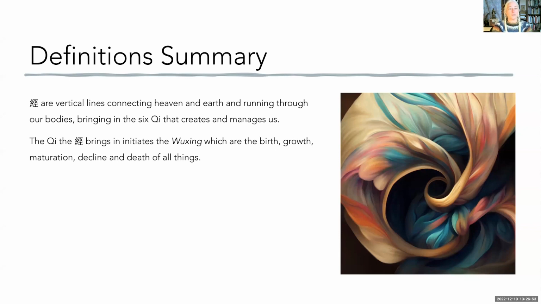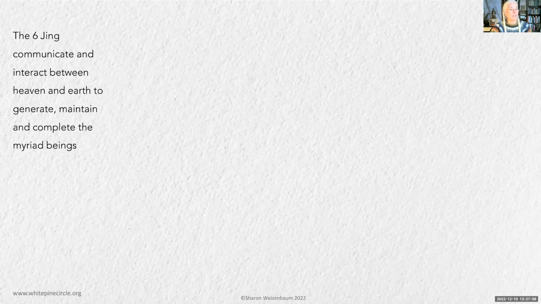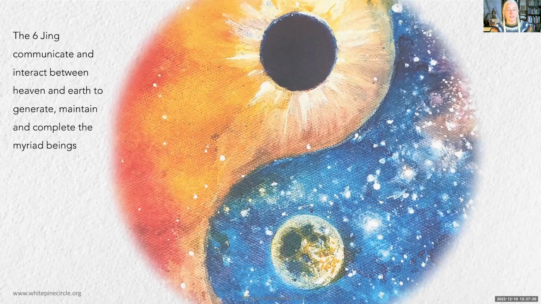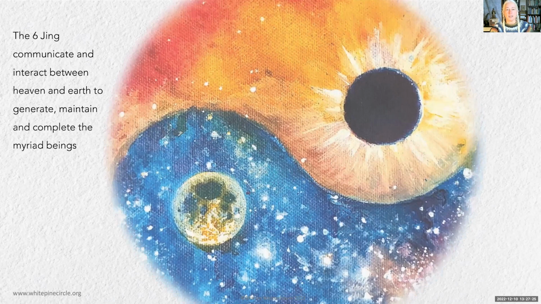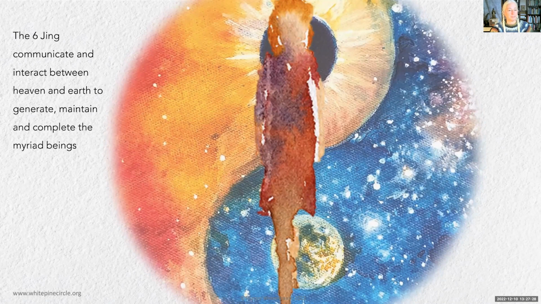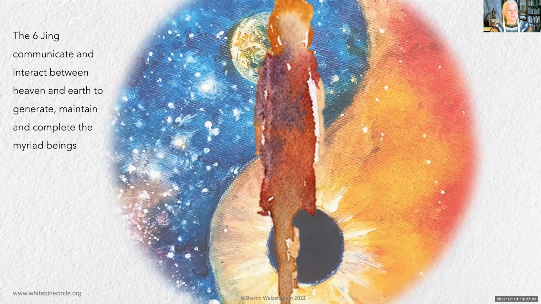And all beings are going through this cycle, and there are cycles within cycles in our bodies, and they all follow this pattern of arising, growing, declining, and completing. So the 6 Jing communicate and interact between heaven and earth to generate, maintain, and complete the myriad beings. So we have yin yang going around to create and manage the person. So we're starting to get a bit of an idea.